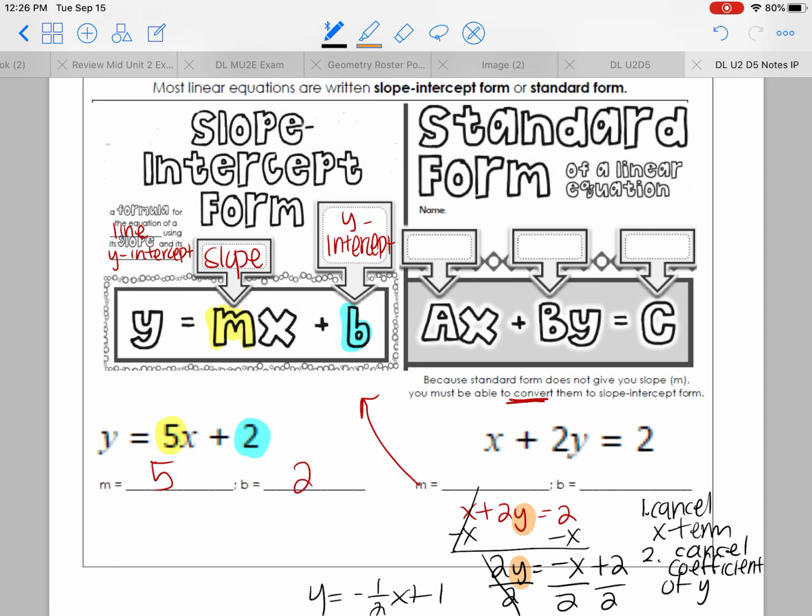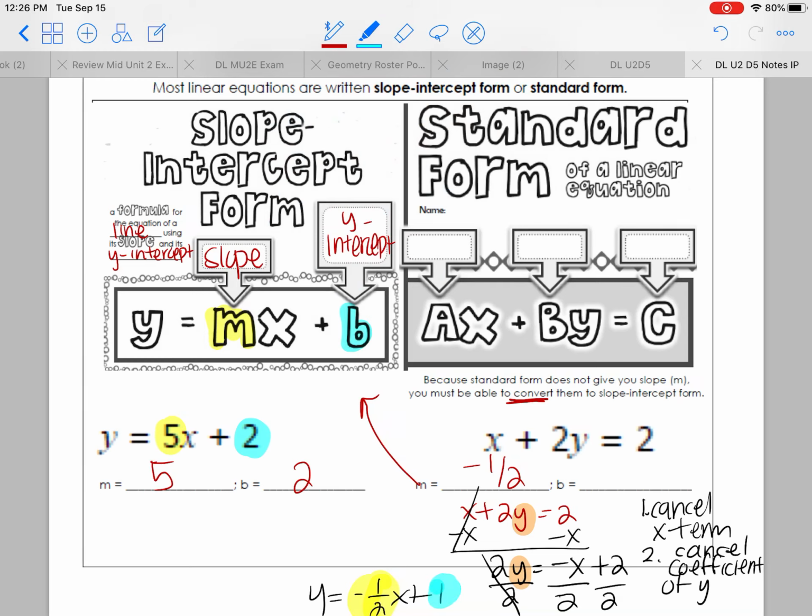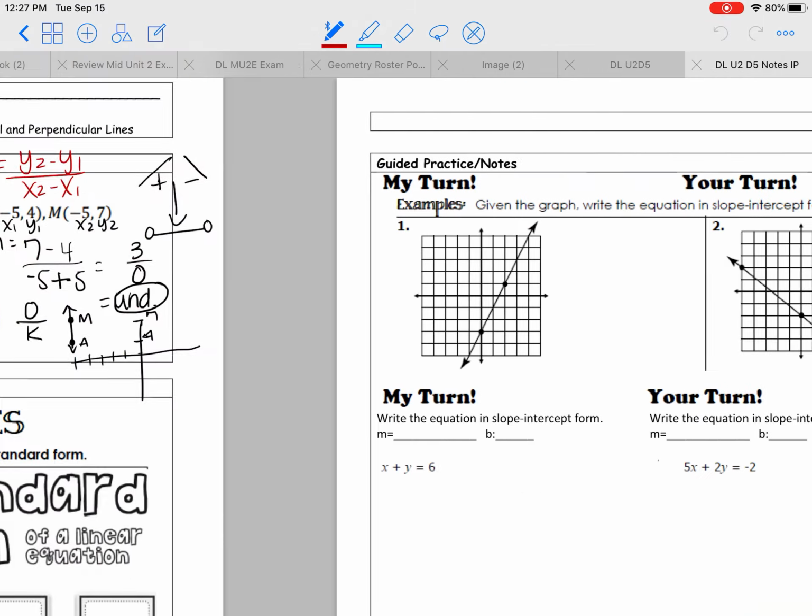Now we want to identify our slope. Our slope is going to be negative 1/2. And if we want to identify our y-intercept, that's going to be positive 1. Okay, so all that you're doing right now is learning how to change from standard form to slope-intercept form. And again, this is not something new. This is something that you learned in Algebra 1.